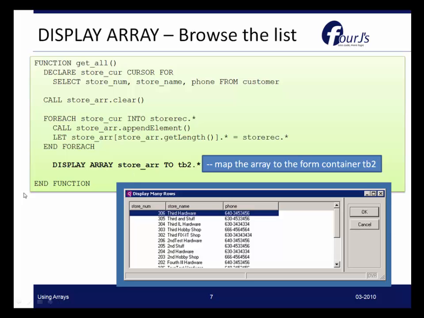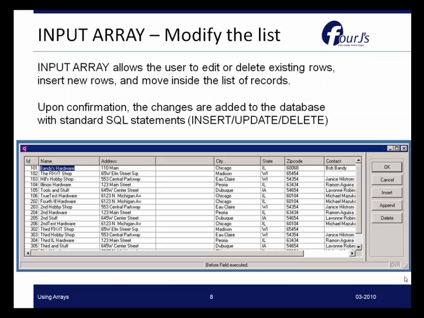Now in this code you can see that we then have a display array instruction, and the display array dialog allows you to let users browse the list of records using an array as the data buffer. So in display array here we're mapping the array to our table container that we have in our form. You can also use input array. An input array dialog supports data entry into a screen array and stores the entered data in the program array. So the user is able to move around in the table container or tree view container and edit, delete the existing rows, insert new rows, and move inside the list of records.